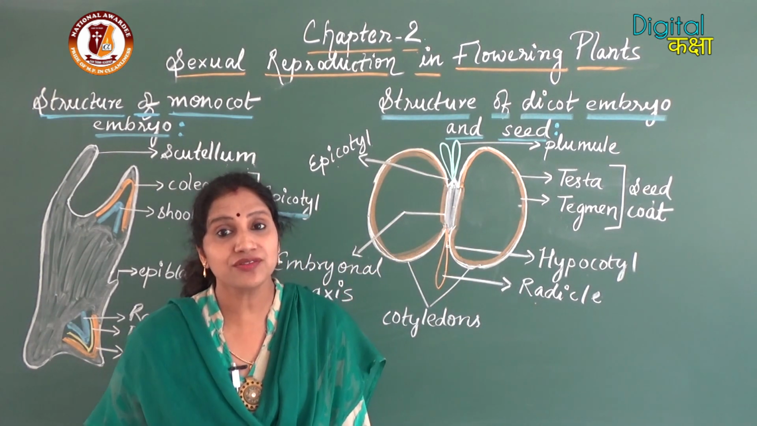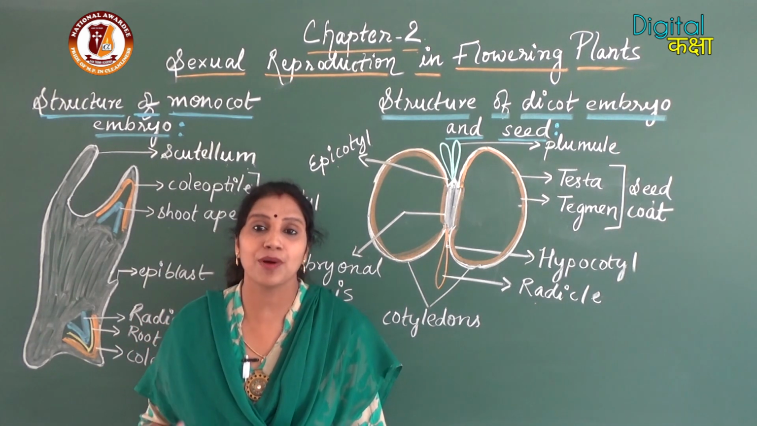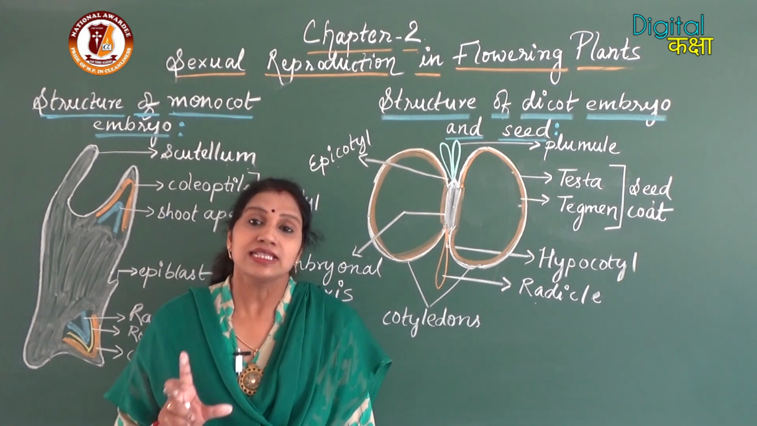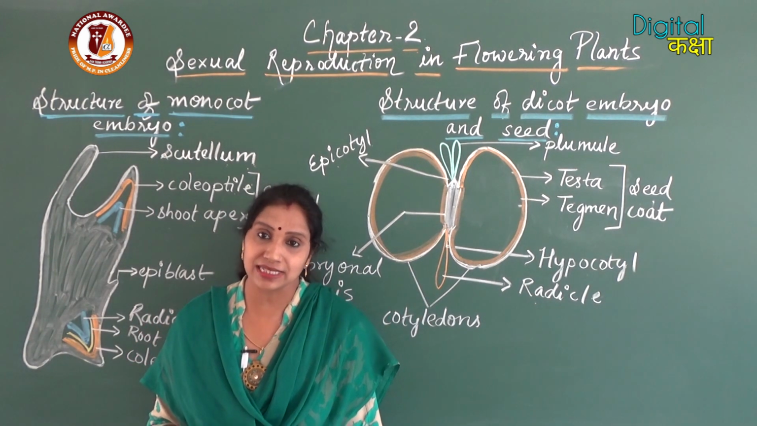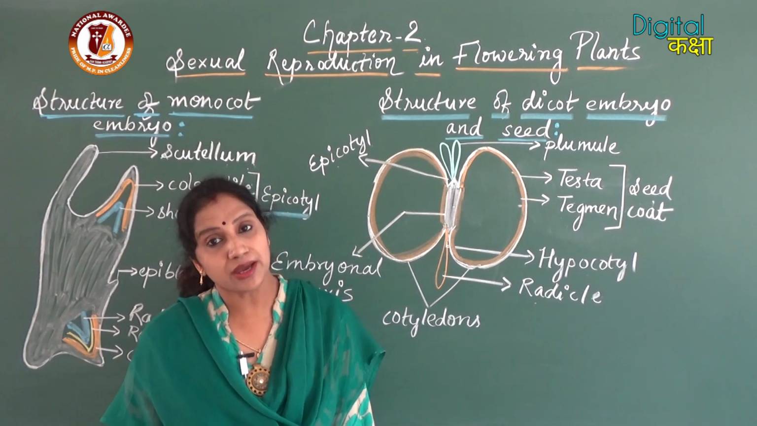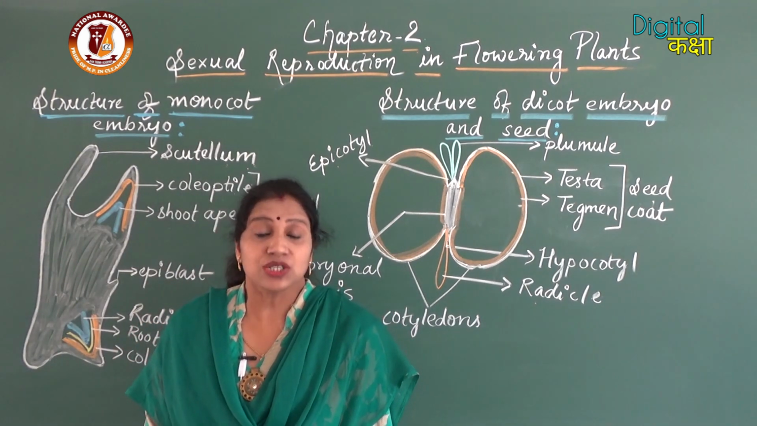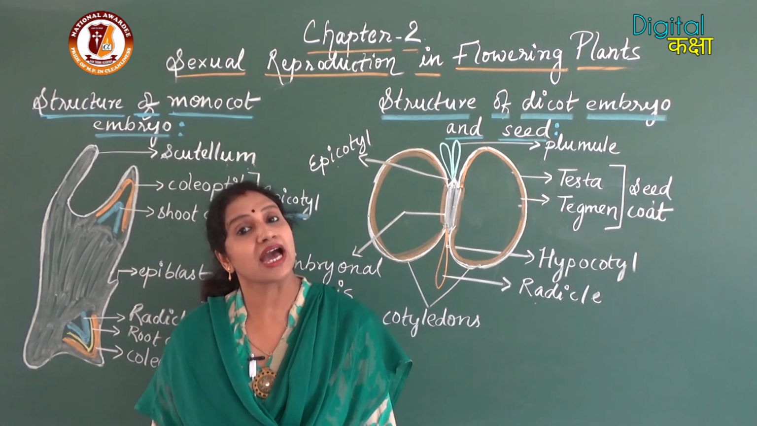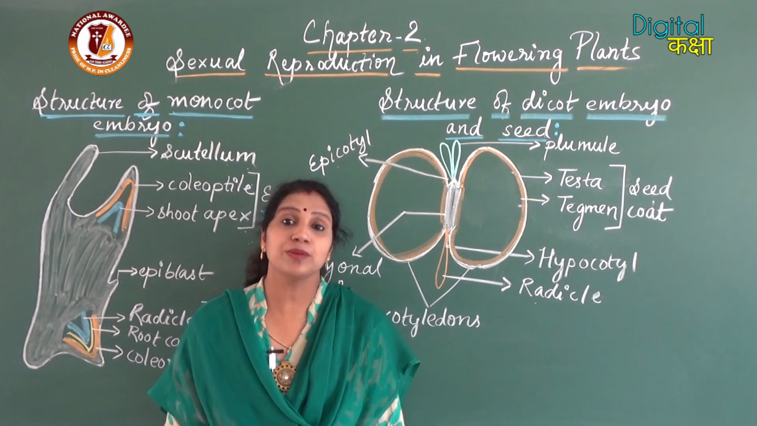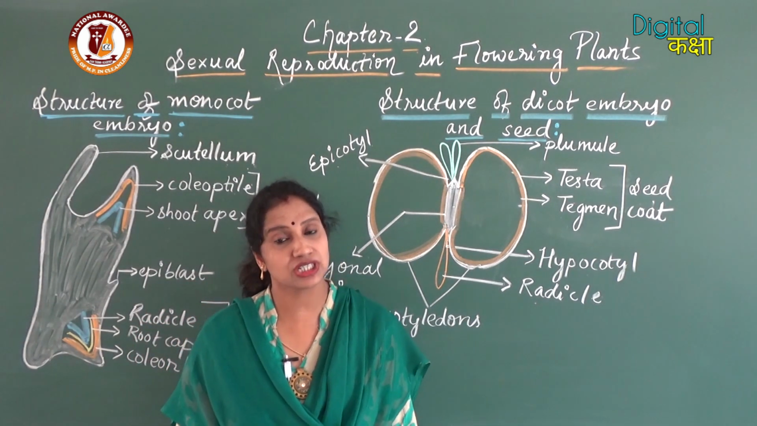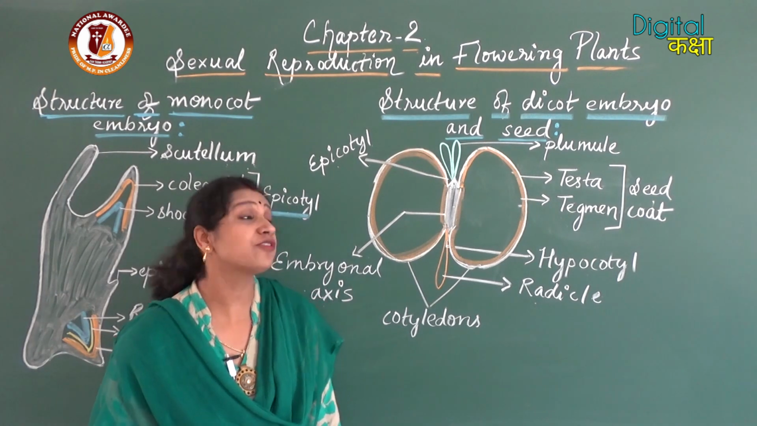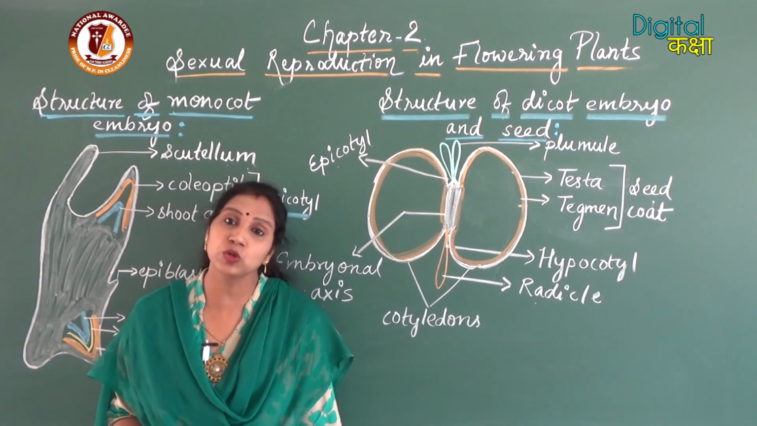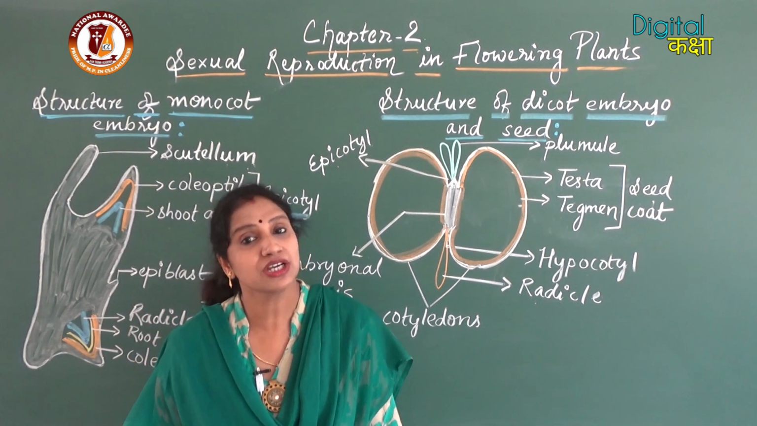So once again we will see the parts: seed covered by seed coat having testa and tegmen. In the center the embryonal axis is there, and the part which emerges below the cotyledon is called the hypocotyl. The radicle will be formed in the hypocotyl region, while the plumule will be formed in the epicotyl region. Radicle will form the root and plumule will form the shoot.